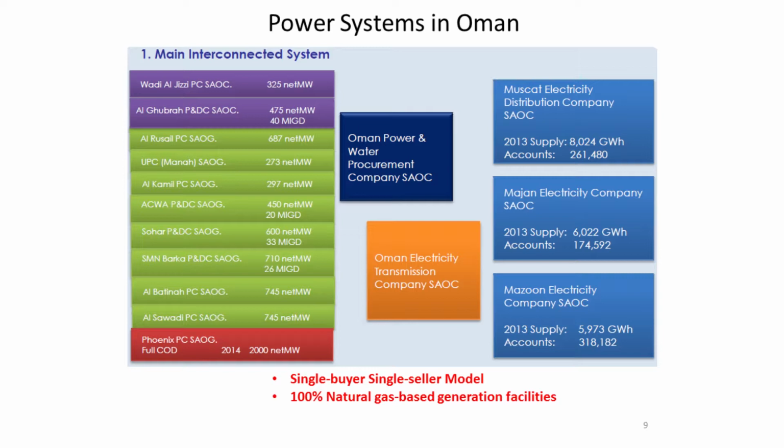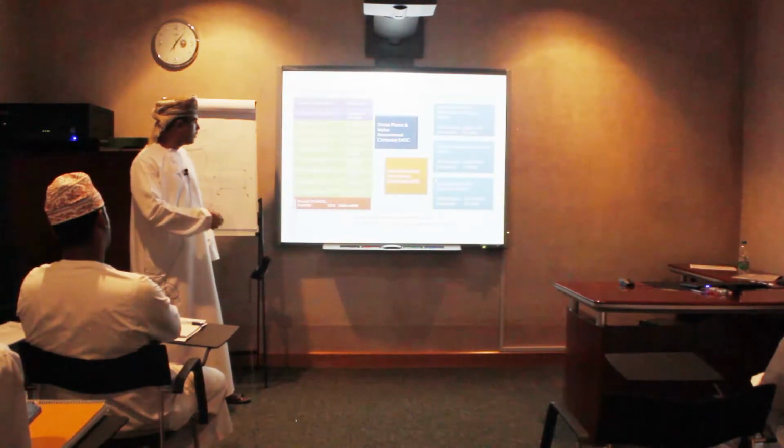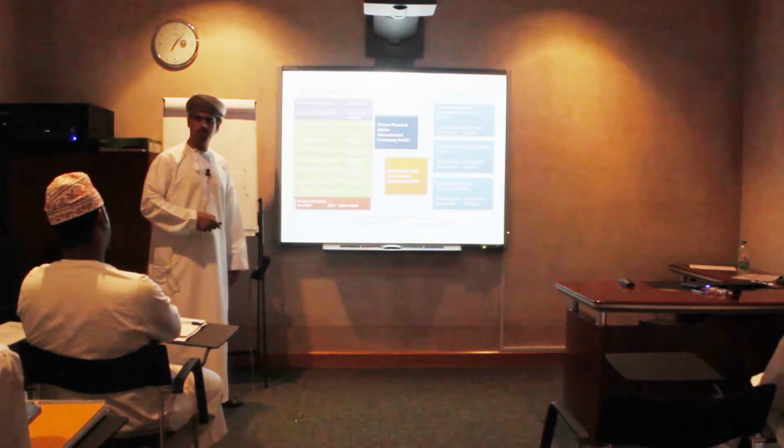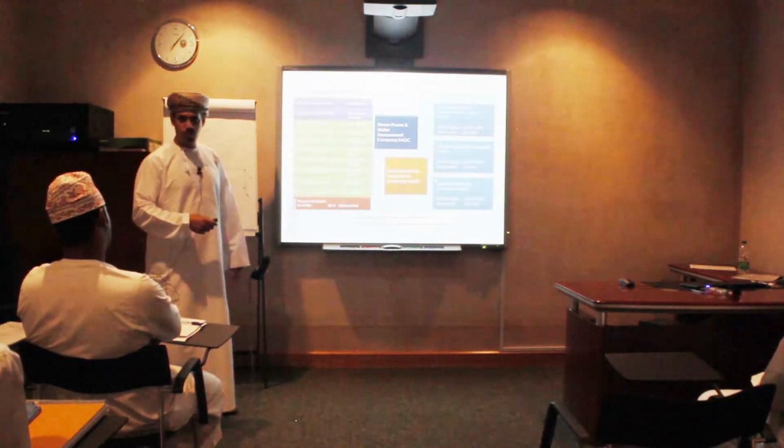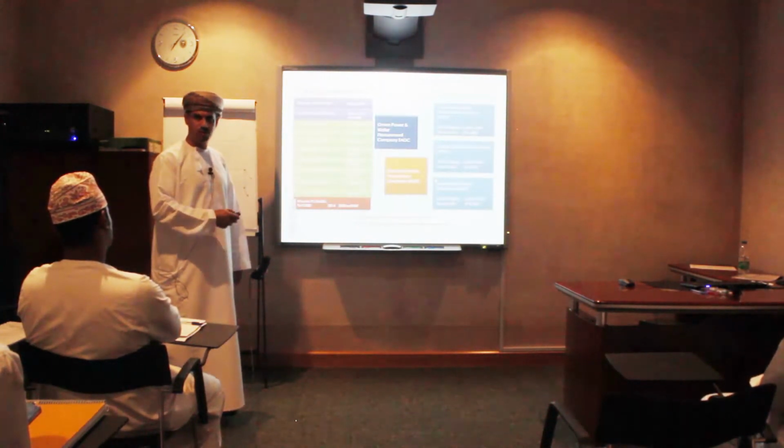Then these generation facilities are connected to the transmission system, the high voltage 220 and 132 kilovolt, and the transmission company is connected to the other companies, Majan, Mazoon, and Muscat. Okay. This model is called the single buyer model. It's a single buyer model. You are not allowed to sell electricity.